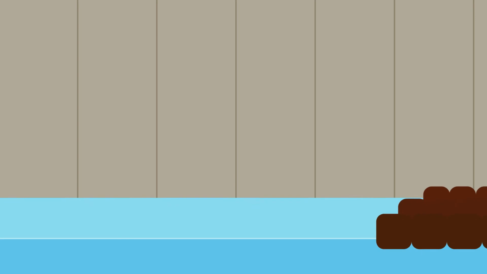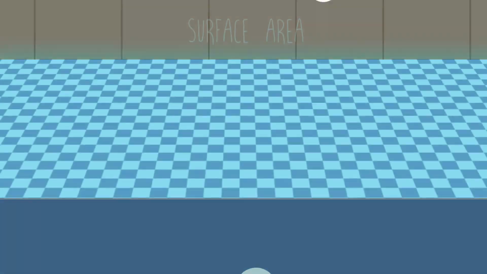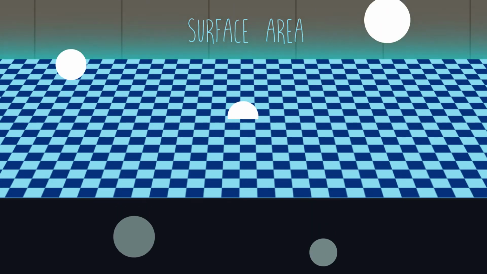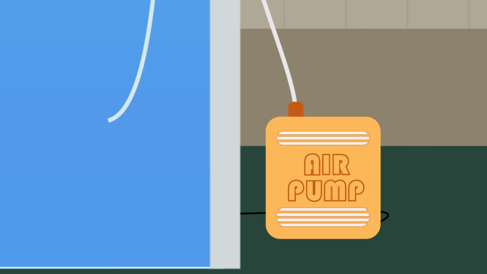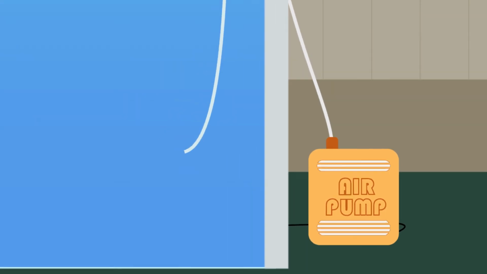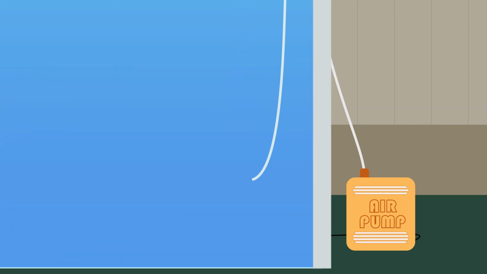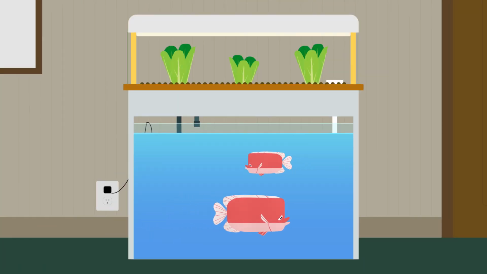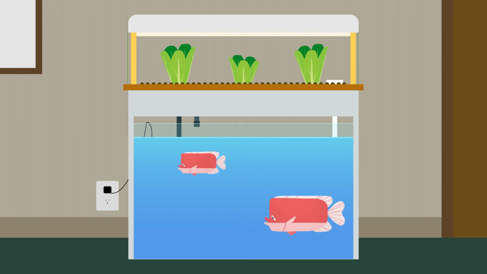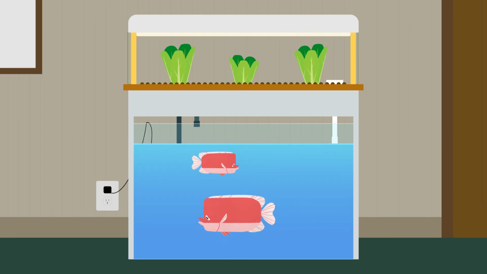Since water can absorb oxygen from the air, increasing the surface area of the water will raise the amount of oxygen absorbed. Surface area can be enlarged by splashing water. You can also increase dissolved oxygen using an air pump to literally pump air into the water. However, in a properly flowing aquaponics system, you don't even need an air pump because the water flow generates enough splash to introduce the necessary amount of dissolved oxygen.